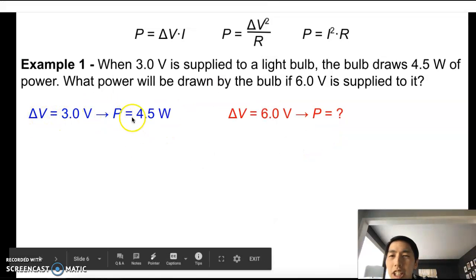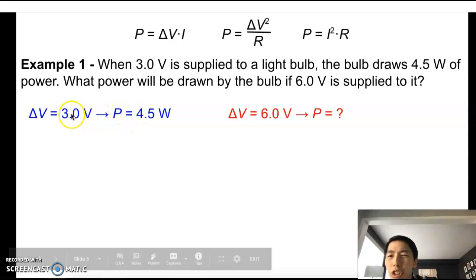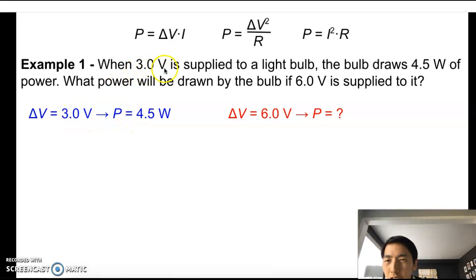In the first list here, it's referring to when the light bulb is plugged into 3 volts. So the voltage is 3 volts, and that's going to yield a power of 4.5 watts. And then they say, what if you plug the same light bulb into a 6 volt source instead? So in the second list, the voltage is 6 volts, and I'm supposed to find out what the power is going to be. Okay, so 2 lists here.